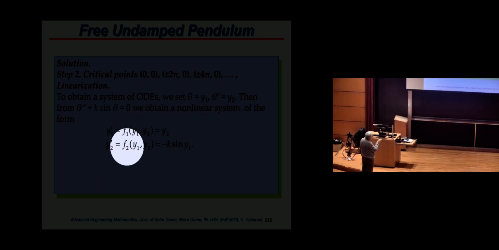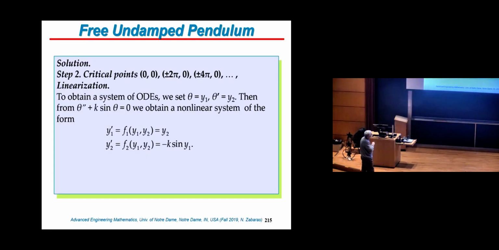All right. And y2 prime is basically theta double prime, and from the differential equation it is equal to minus k sine of theta, and theta is equal to y1. So these are my two first order differential equations, and they're nonlinear because of that sine there. So based on the theorem we discussed before, to say something about the type of stability we have at the point 0, 0, we're going to have to linearize the right-hand side around the point 0, 0.